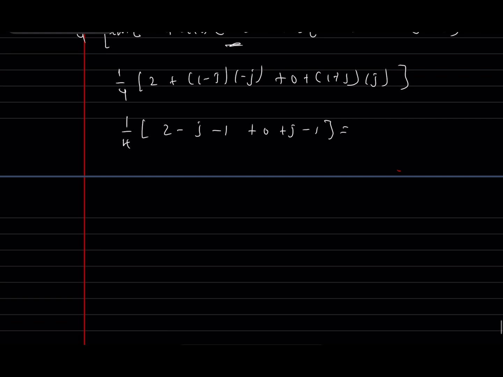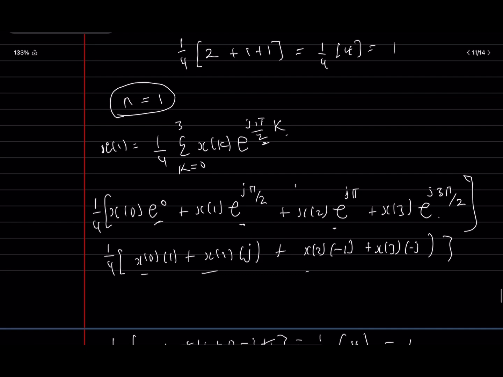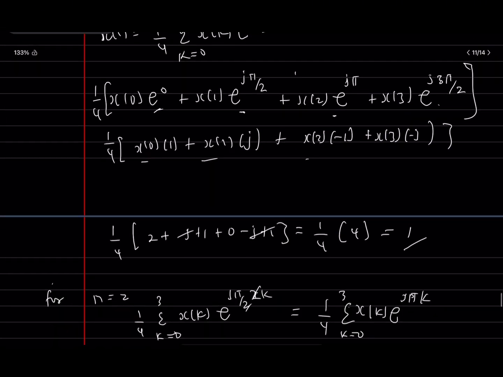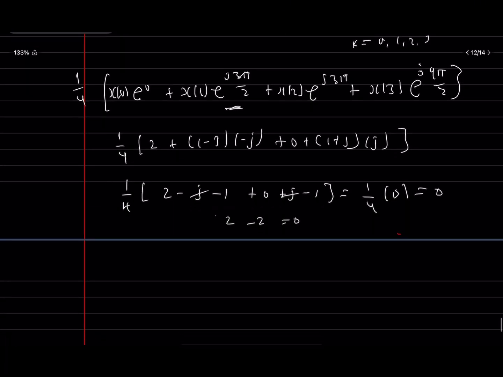And at the end of the day, we are going to get this one, we'll cancel this one. So we get negative 2 and then plus 2. Then we're going to get 0 here. So we are going to get 1 over 4 times 0, which is equal to 0. Now that we have it, we can see that our first computation, we got 1. Our second computation, we got 1. Our third computation, we got 0. And our fourth computation, we got 0.